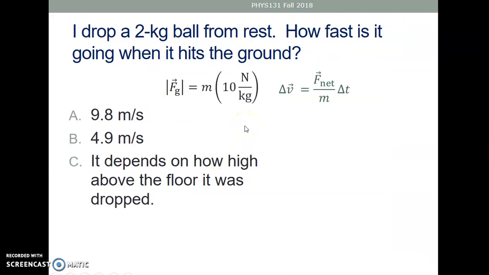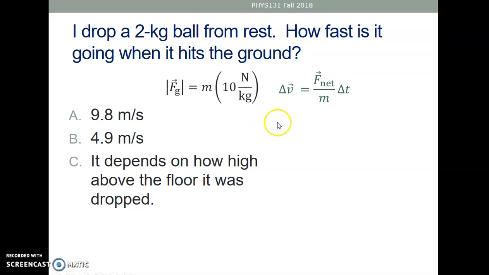I drop a 2 kilogram ball from rest. How fast is it going when it hits the ground? Is it going 9.8 meters per second, 4.9 meters per second, or C, it depends on how high above the floor it was dropped. Okay, pause your video and make your selection.